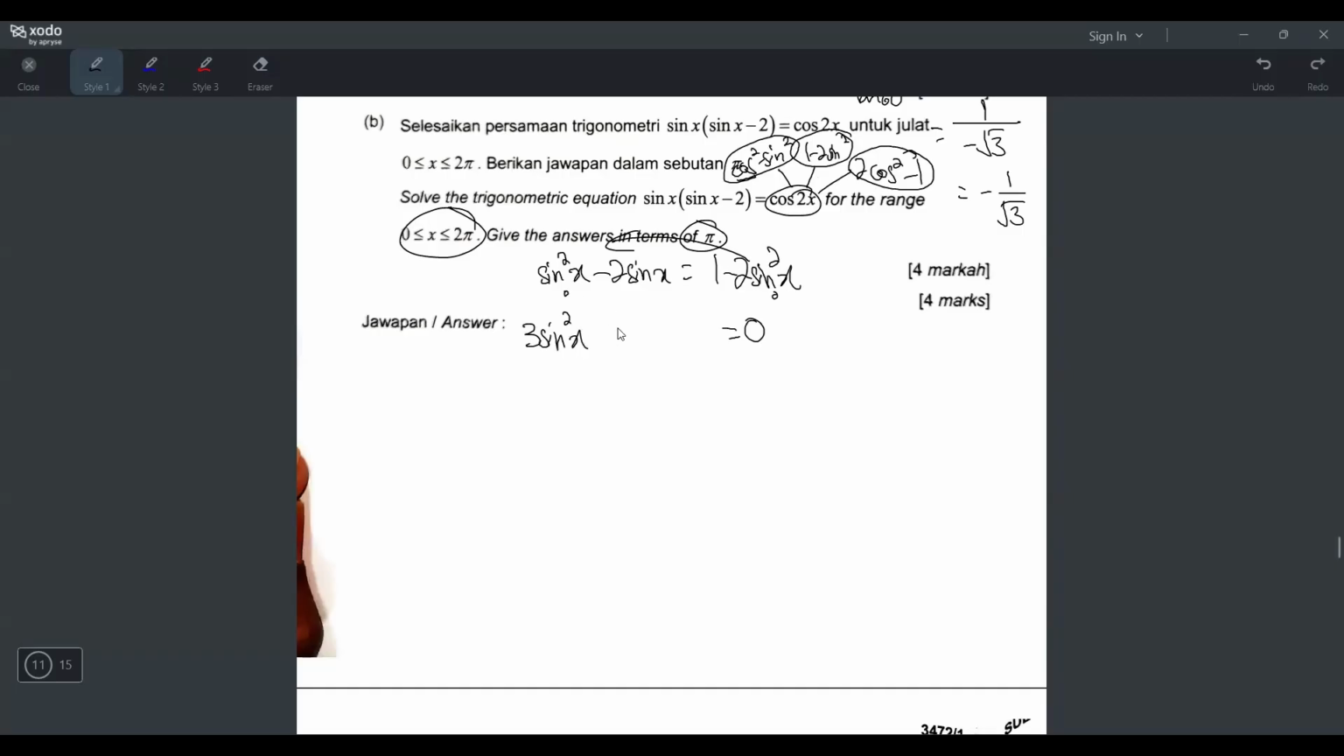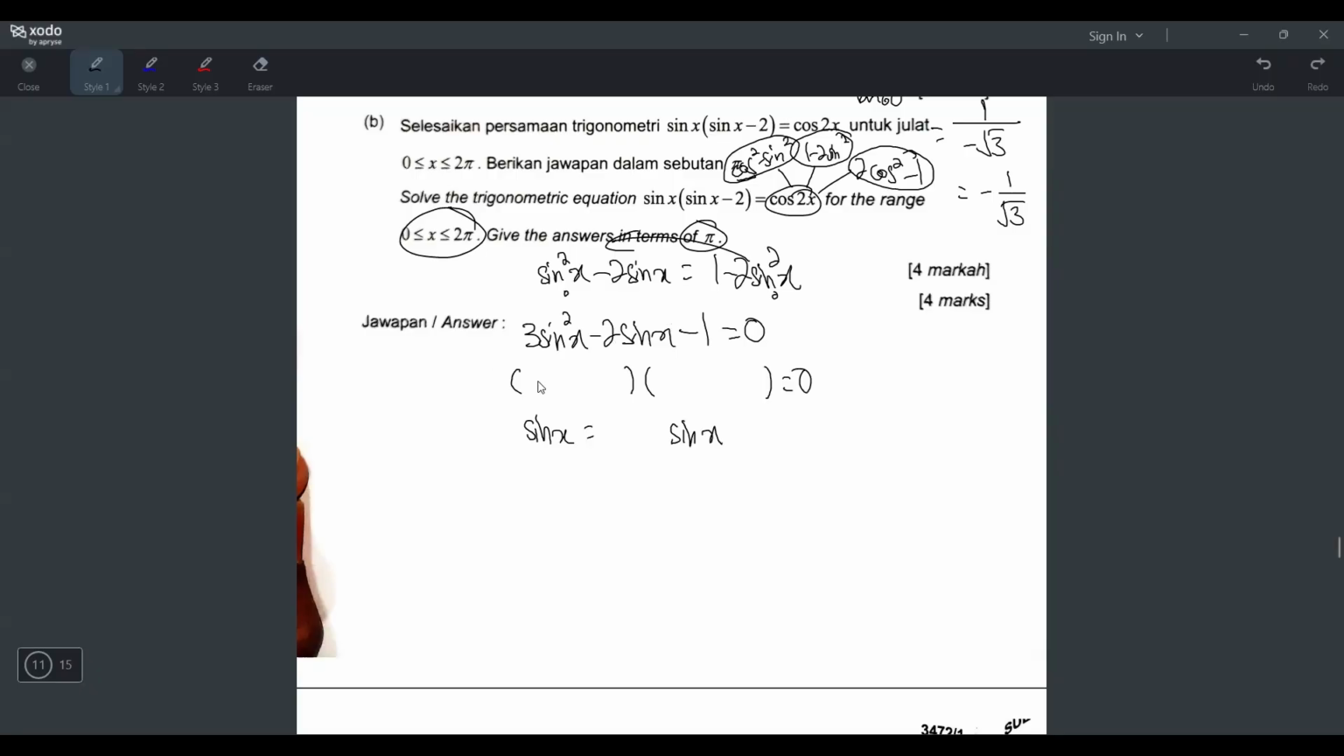Okay, try to arrange it because it's a quadratic. So minus 2 sin x plus 1 becomes minus 1 equals 0. And now you can factorize using calculator. But when you factorize, the answer will not be the answer for x. It will be the answer for sin x. Okay, sin x.